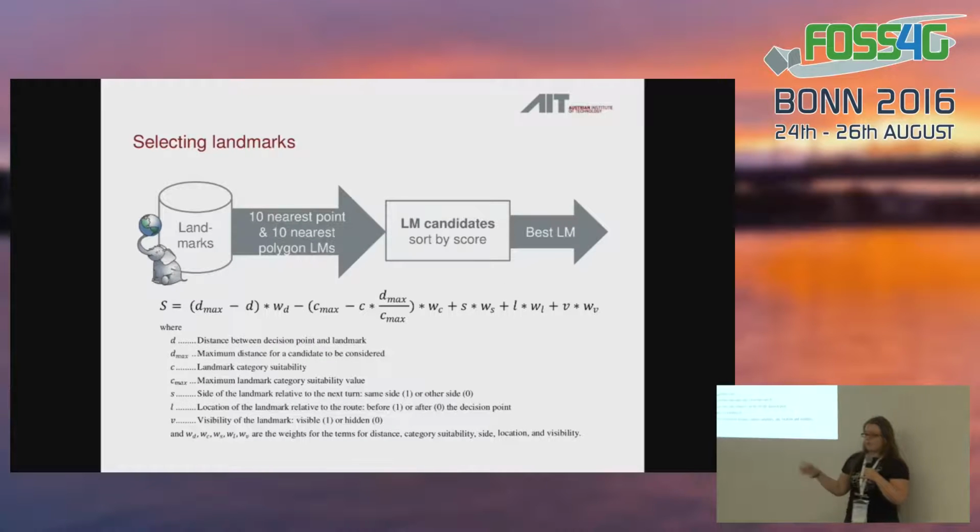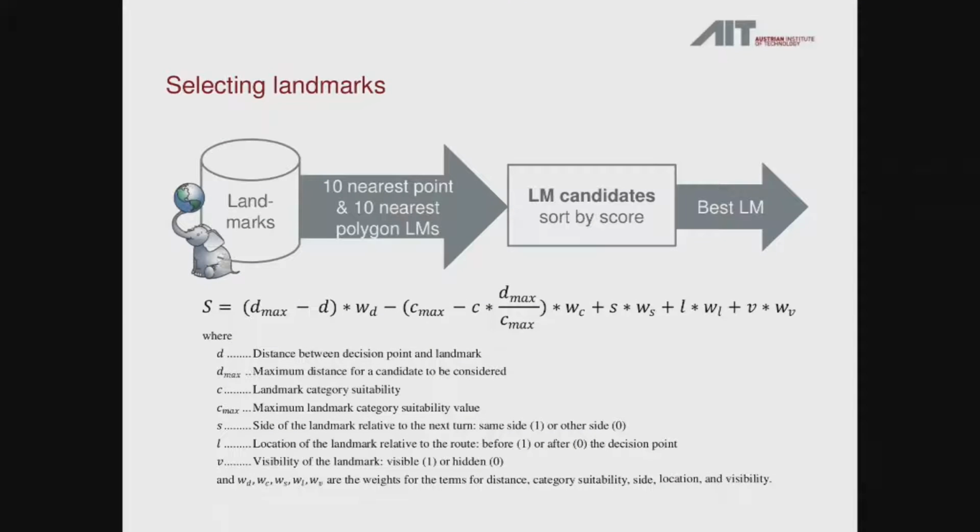So if you remember, I have one view with points and one view with polygon landmarks, and from both of these views I select the 10 nearest points and the 10 nearest polygons. And then I'm weighing them with a formula, which looks a bit involved, but there is just a few parts in it. One important part is the distance between the decision point and the landmark, so obviously you want something that's close to the decision point. Simple. Then we have the suitability, so we want something that's really well visible, that can be distinguished as a landmark, so we have this category suitability.